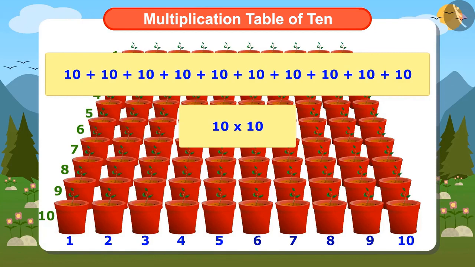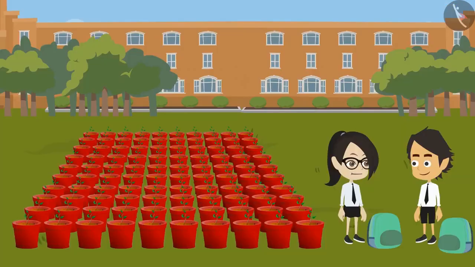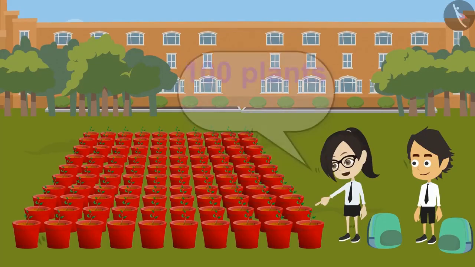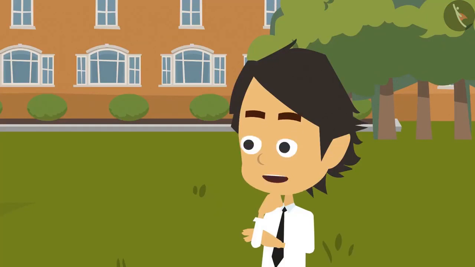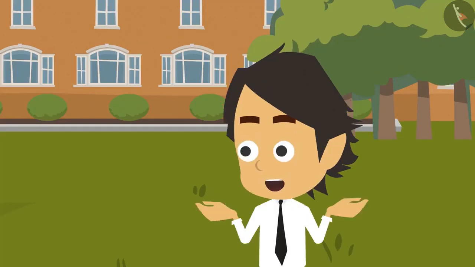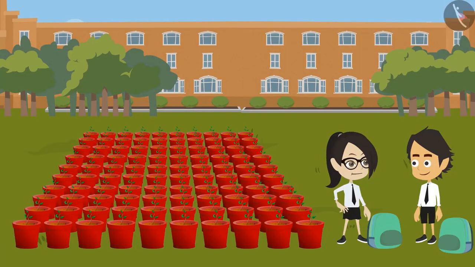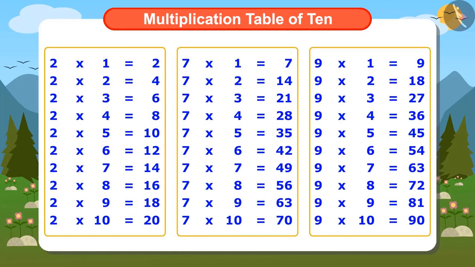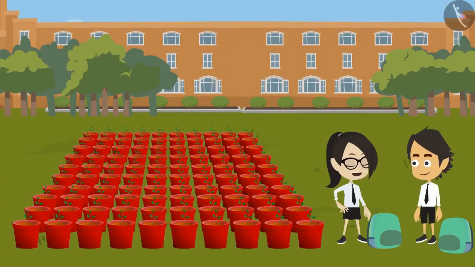To know this, we use the multiplication table of 10. 10 times 10 is 100. So I said that a total of 100 plants are kept here. How did you learn the multiplication table of 10? In the same way as we wrote the multiplication table of 9 by adding the numbers of two small tables, similarly, I found the multiplication table of 10 by adding the numbers of two small tables. If you want, you can also find the table of 10 from two small tables.